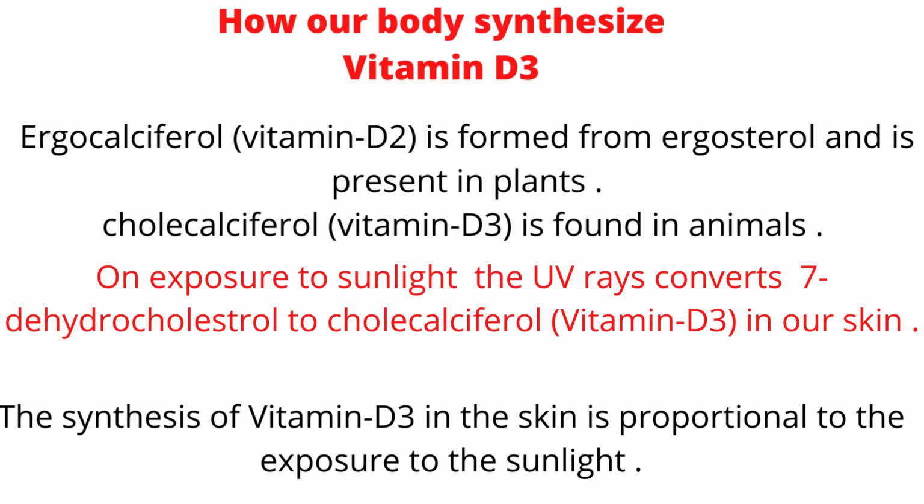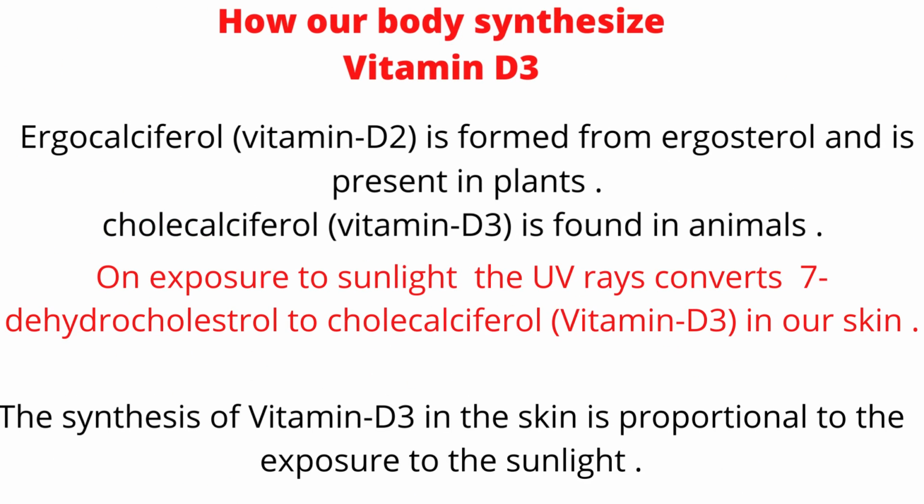Now coming towards how our body synthesizes vitamin D. Ergocalciferol, which is vitamin D2, is formed from ergosterol and is present in plants. Cholecalciferol, which is vitamin D3, is found in animals. On exposure to sunlight, the UV rays convert 7-dehydrocholesterol to cholecalciferol, which is basically vitamin D3, in our skin. The synthesis of vitamin D3 in the skin is proportional to the exposure to sunlight. So it means that regular sun exposure is the most natural way to get enough vitamin D.